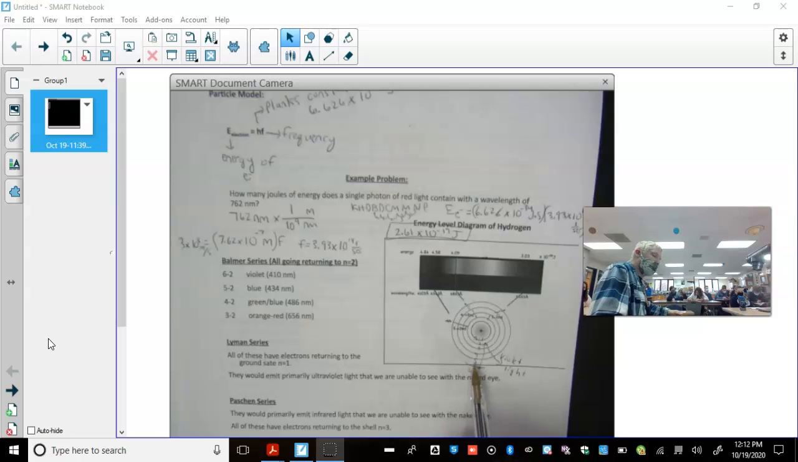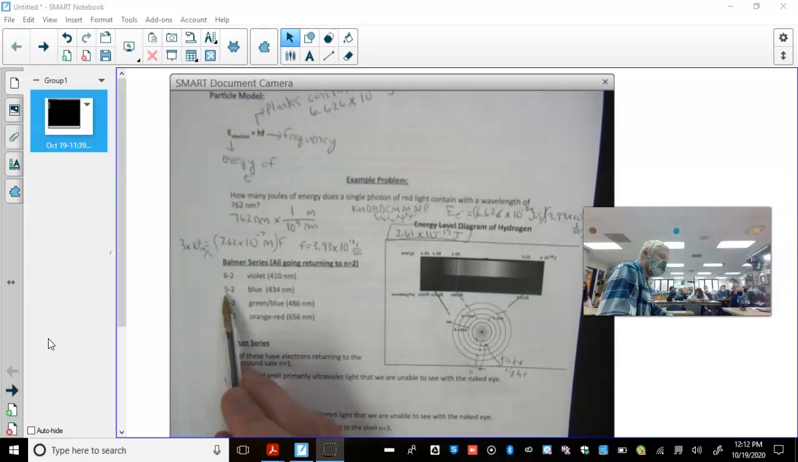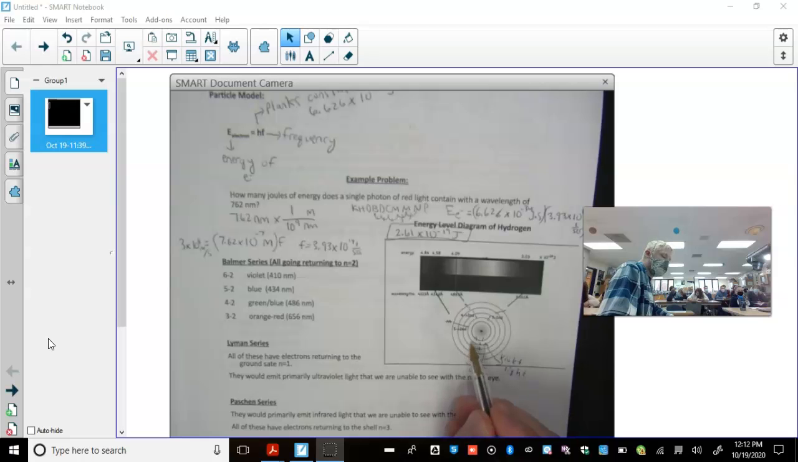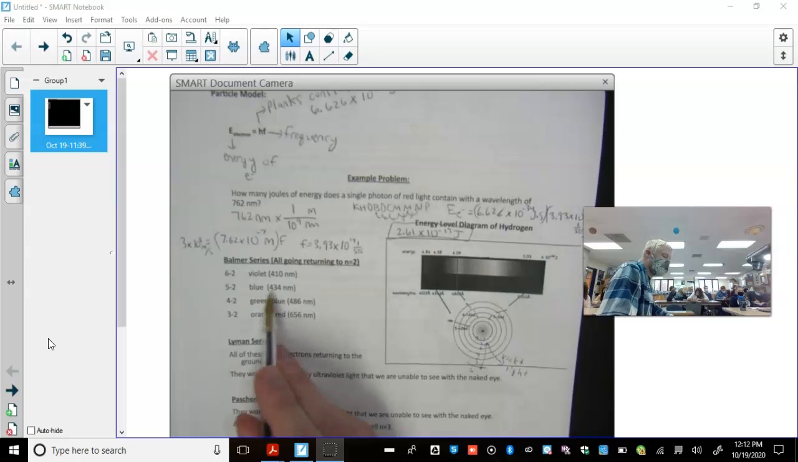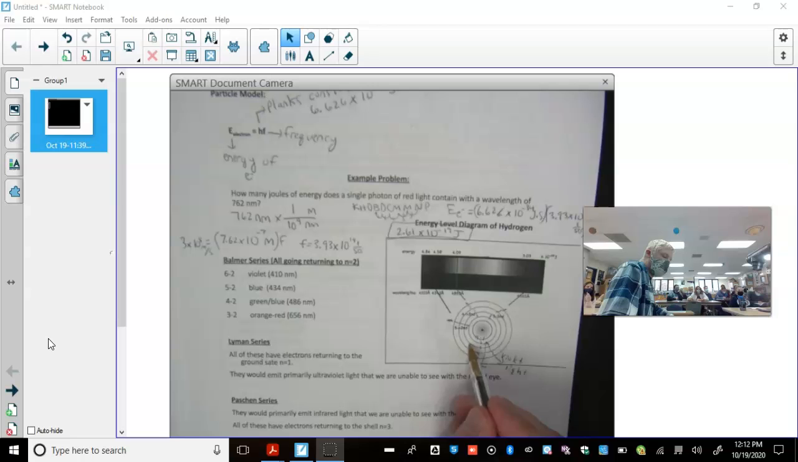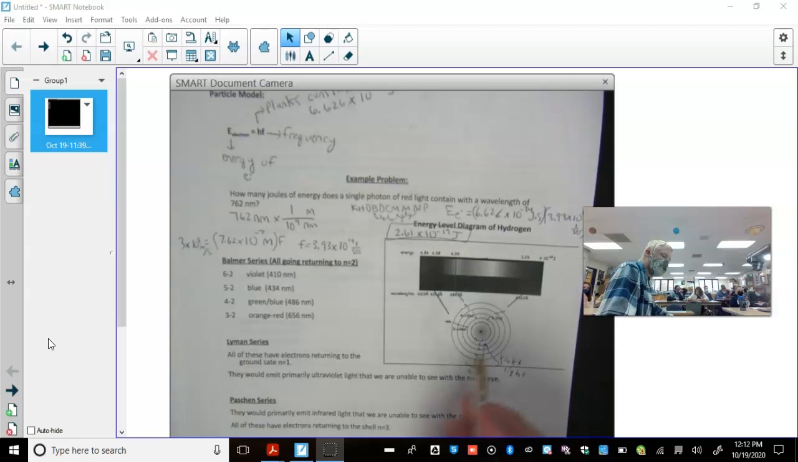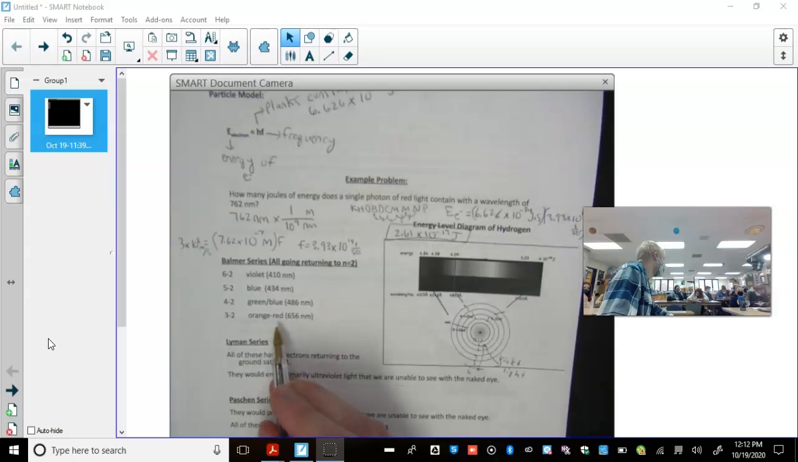It takes more energy for an electron to be far from the nucleus. Closer to the nucleus, the less energy. So when it goes down, it releases energy in the form of light, and it's violet. If it starts at the 5th energy level and goes down to the 2nd, it loses energy in the form of blue light. From the 4th to the 2nd, green-blue. From the 3rd to the 2nd, orange-red.